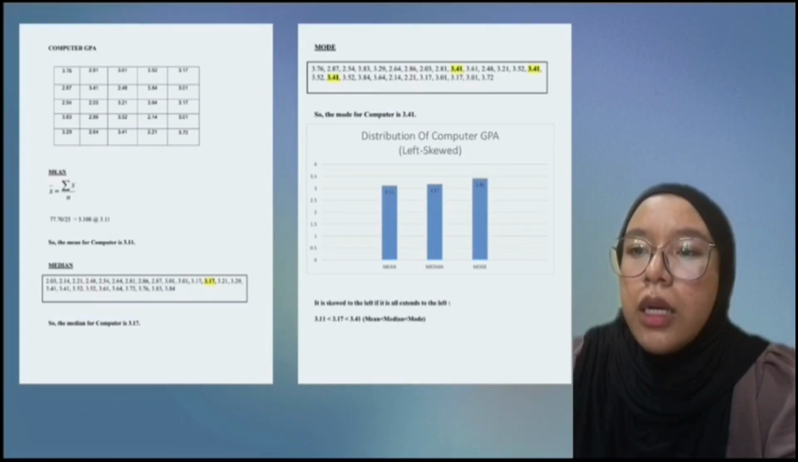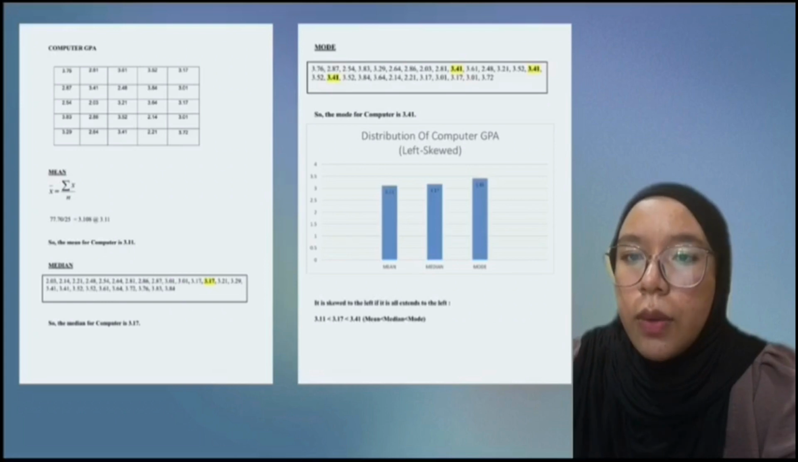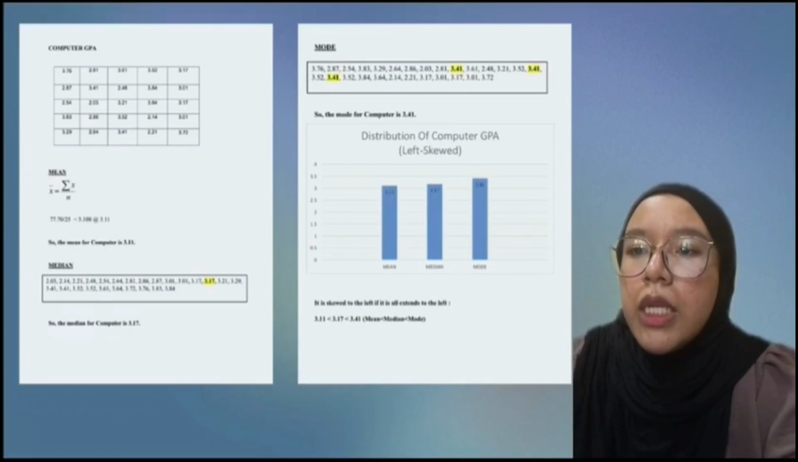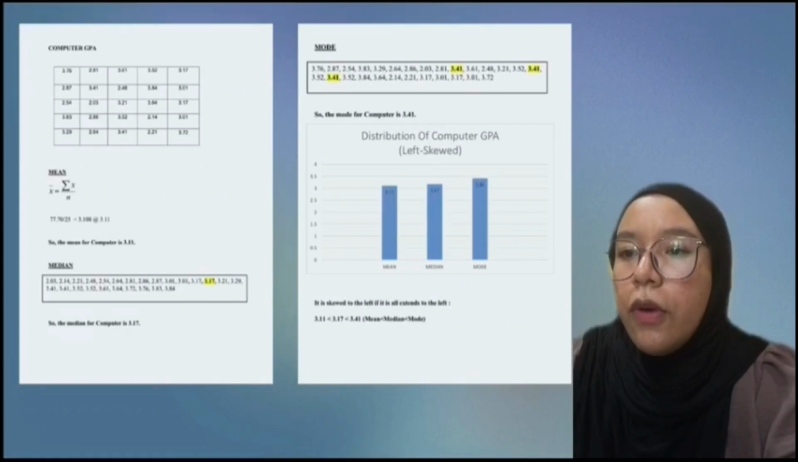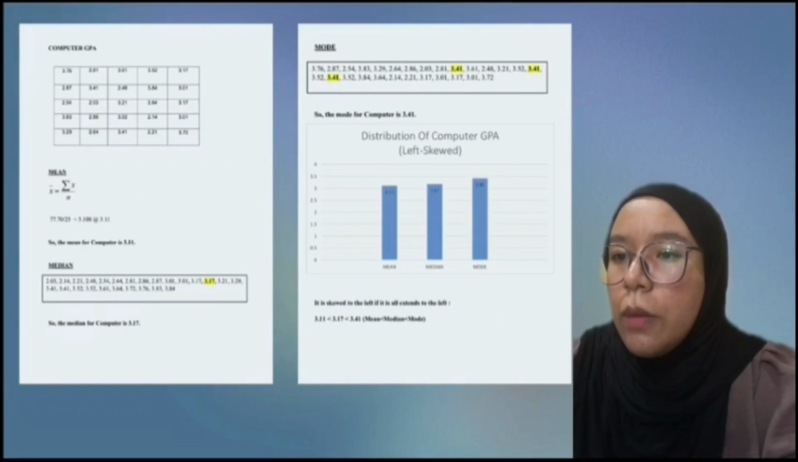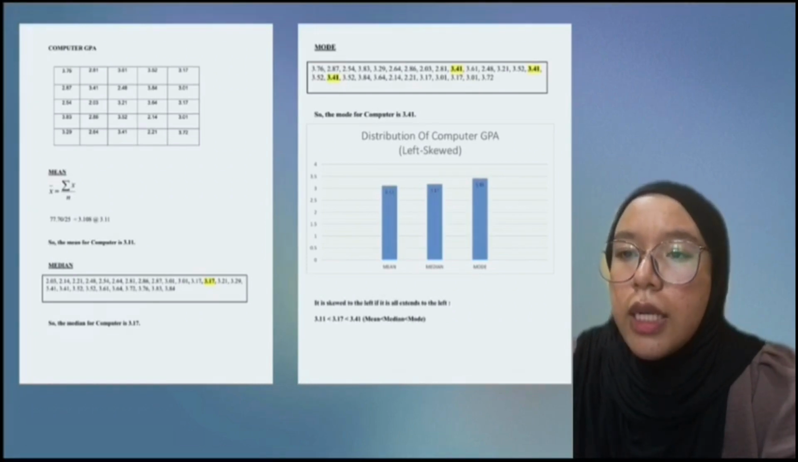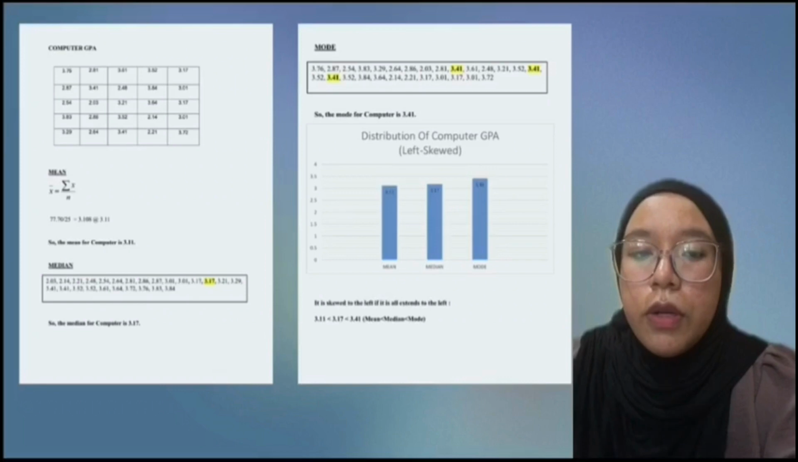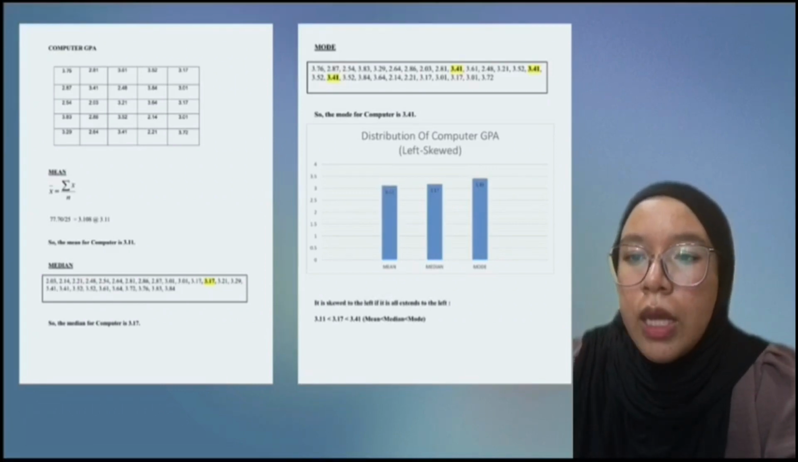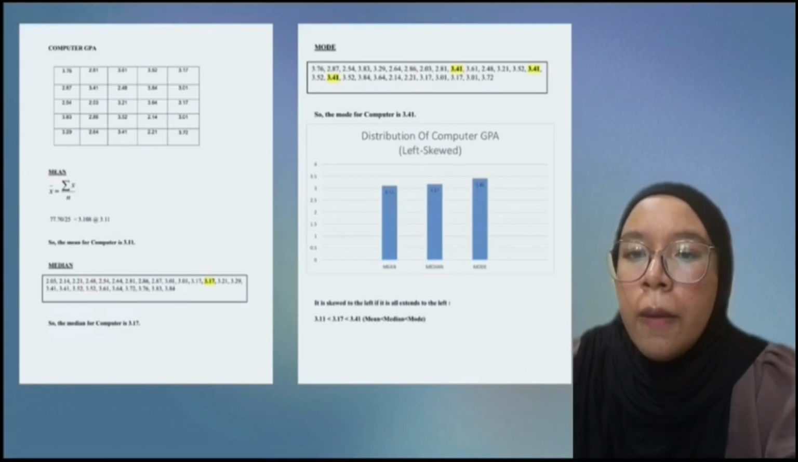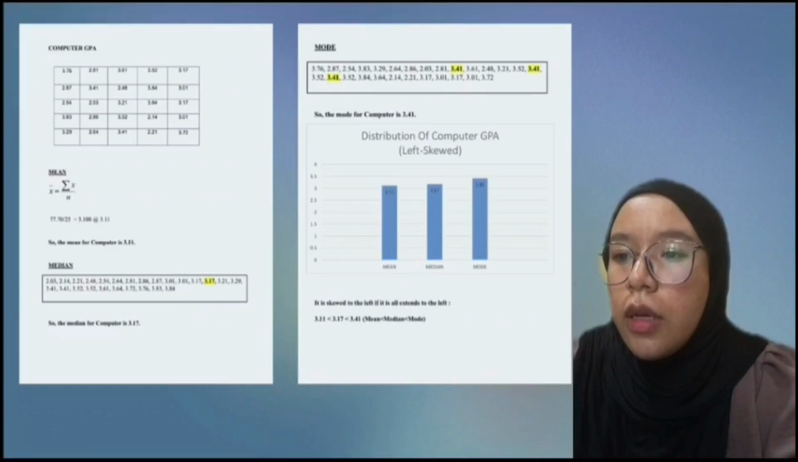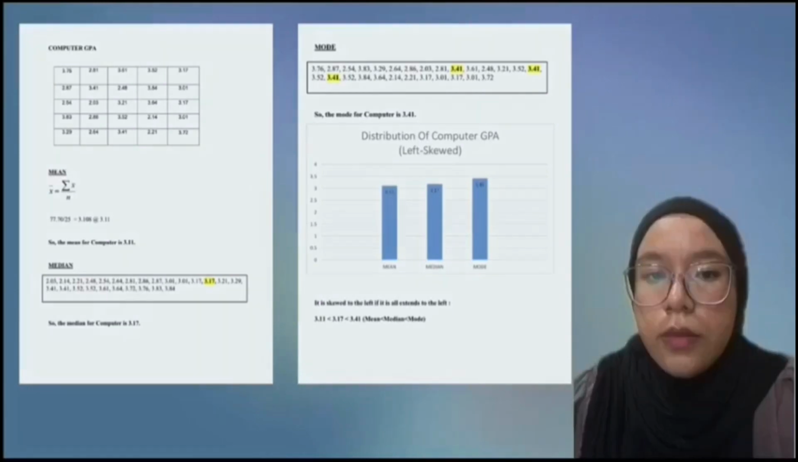Next, the median is the value that lies in the middle of the data when the data set is ordered. The median is the middle data entry for an odd number. So the answer for median for high school GPA is 3.09. Meanwhile, mode is the data entry that occurs with the greatest frequency. So the answer for mode for high school GPA is 3.51. As you can see, there is also a graph for distribution of high school GPA. Based on the graph, it is skewed to the left, as it extends to the left.